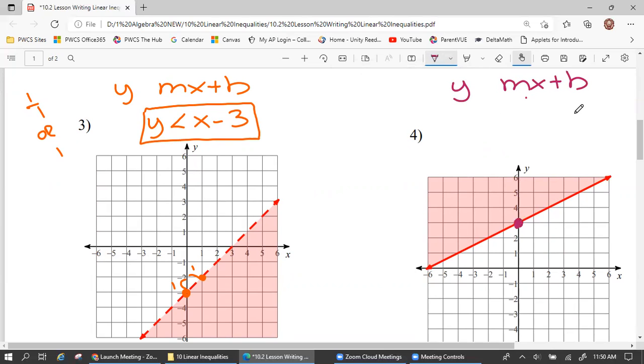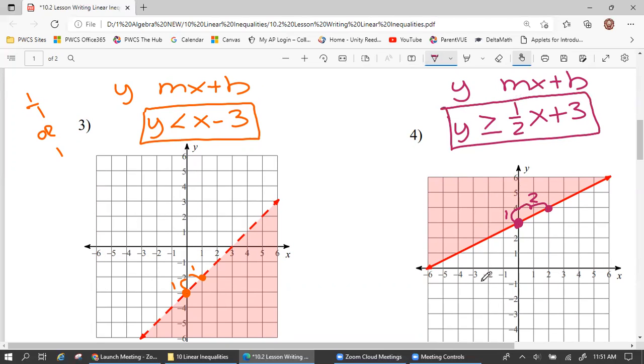So in this case, my b is a positive 3, so I'm going to do plus 3. I have my x. Find myself another point. I count up 1, that's positive. Right 2, that's also positive. So my slope is positive 1/2. It's a solid line, so I'm going to have that or equals to line. And my shading this time is above the line, so I'm going to have a greater than. So there is my inequality.